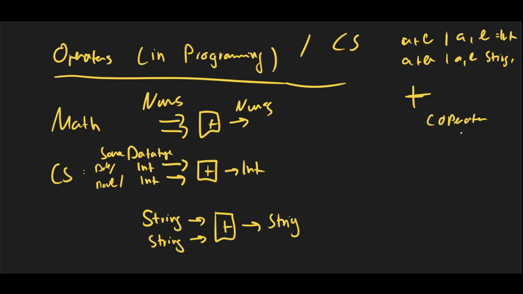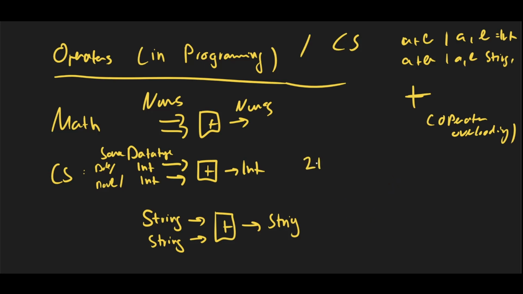This is actually called operator overloading. If you already have some programming experience, you know that if you define your own class, you can overload this operator to do stuff for your specific use case and class. But I just wanted to show you that in computer science, these operators are a little bit more complicated because we're talking about different data types, the possibility of inputting different data types.